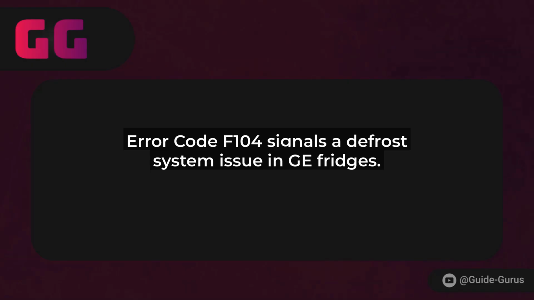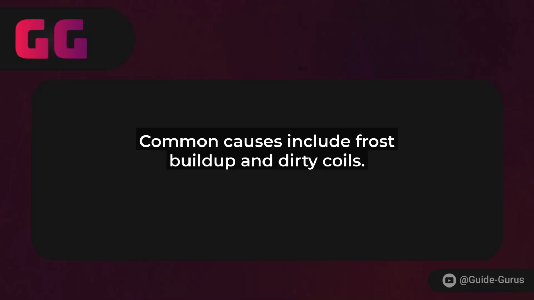First off, let's talk about what this error means. Error code F104 typically indicates a problem with the fridge's defrost system. This could be related to the defrost heater, thermostat, or even a sensor that's not communicating properly. It's a common issue in modern GE models, and while it might sound intimidating, many cases can be fixed with some simple troubleshooting.